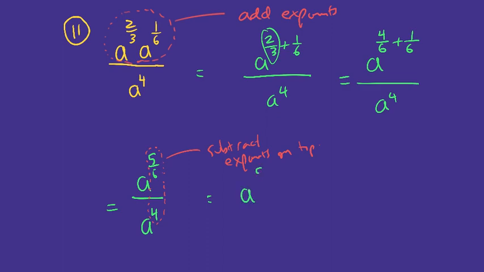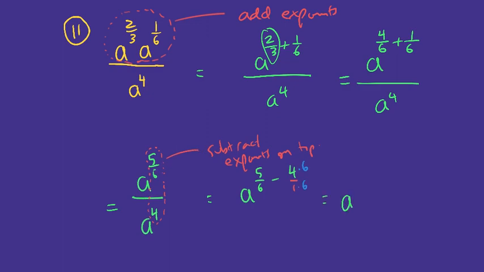So we've got a to the 5/6 minus 4. And I'm going to put 4 over 1, because we will need a common denominator. With 6 and 1, our common denominator is going to be 6. So we've got to multiply by 6 in order to get that denominator right.